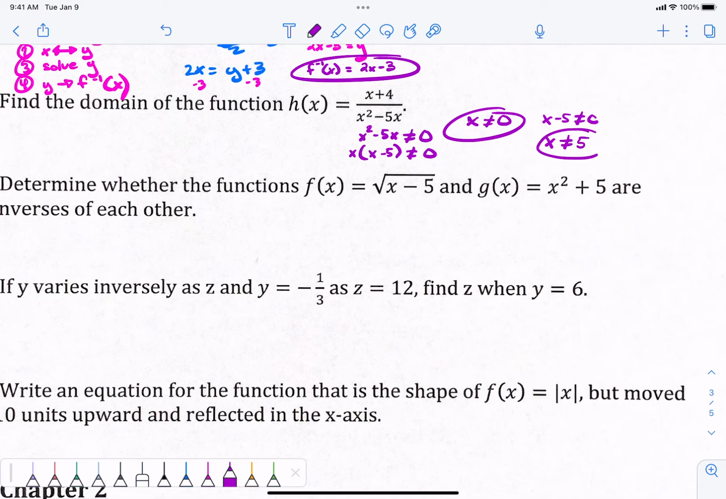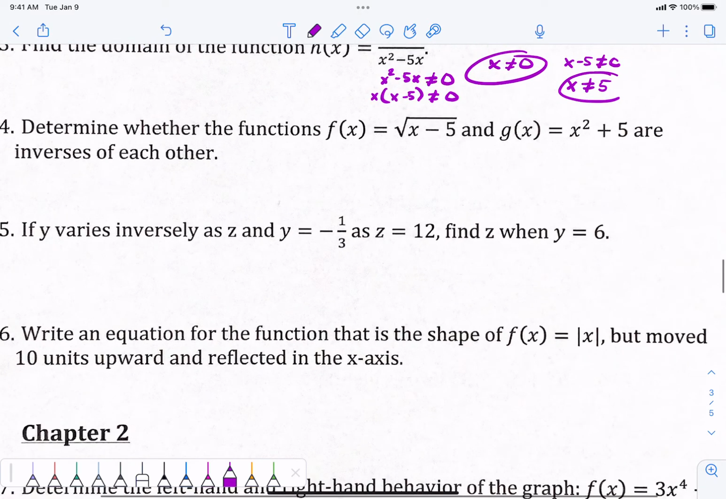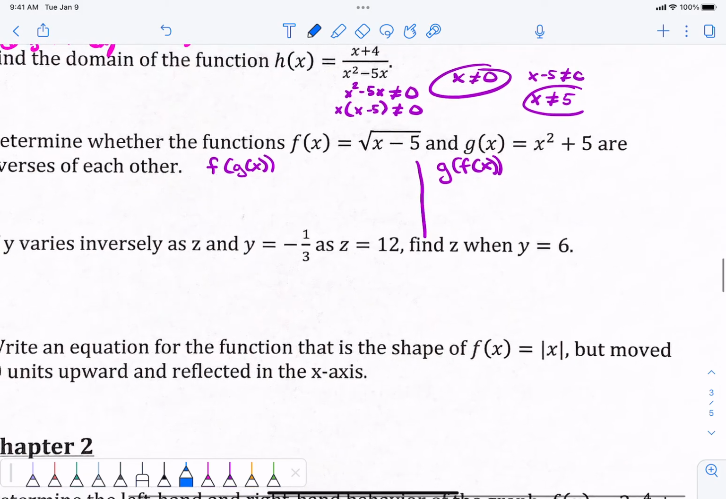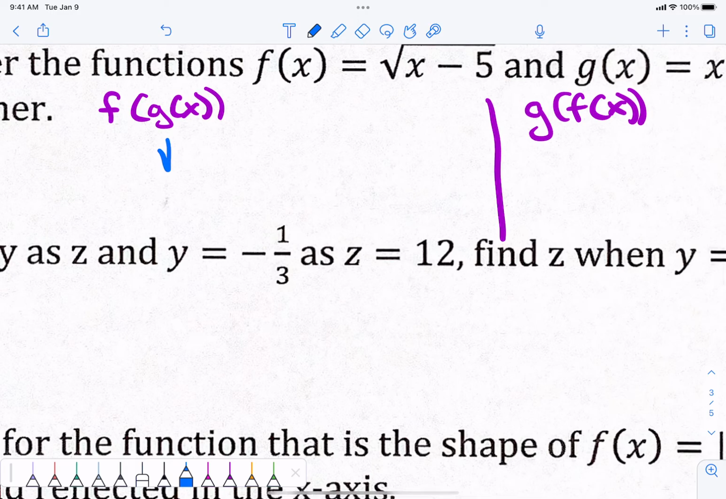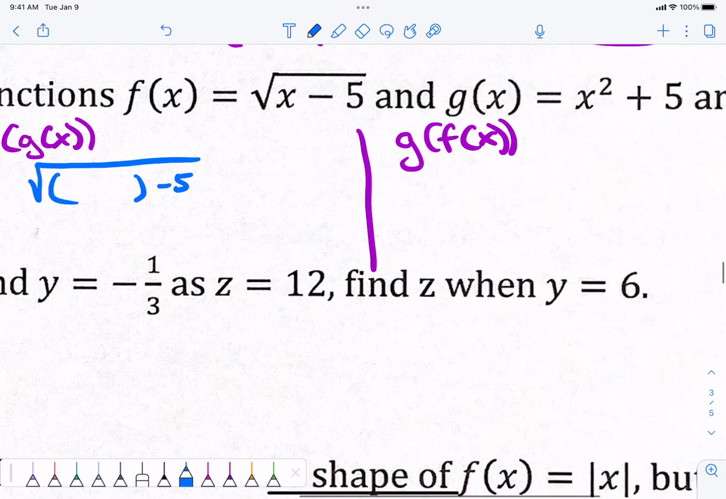Okay, 24, here we go. Determine whether they're inverses of each other. They are inverses if f composed with g of x comes out to be something nice, and g composed with f of x comes out to be something nice. What does it have to come out to be? x, because inverses are reflections over that line y equals x, right? So the first one, f composed with g, we're sticking g into f. So the square root of x minus 5, but we're putting x squared plus 5 in there.